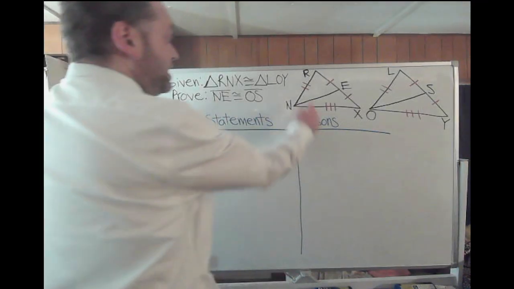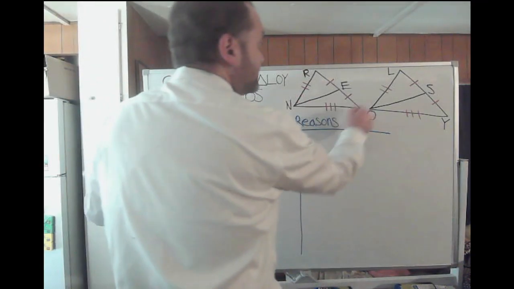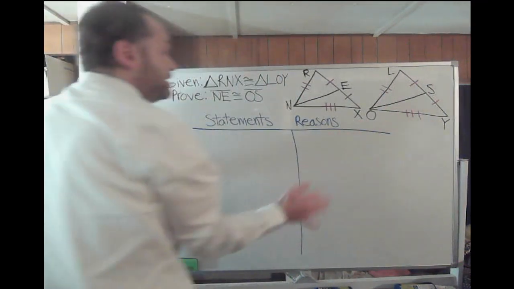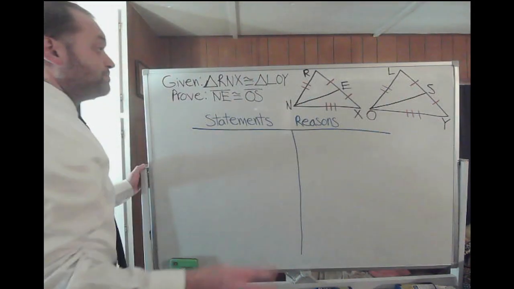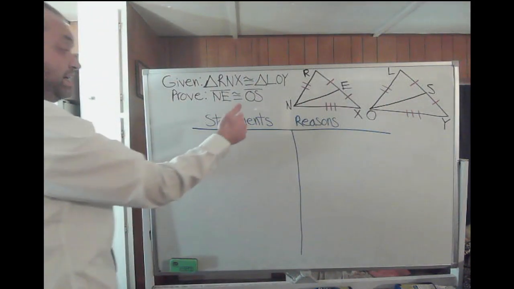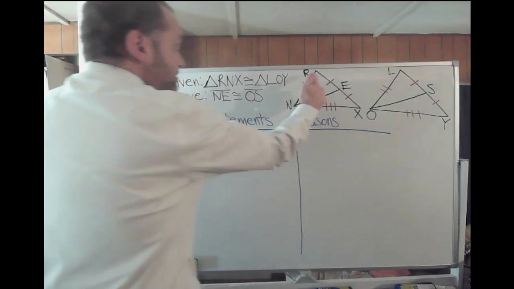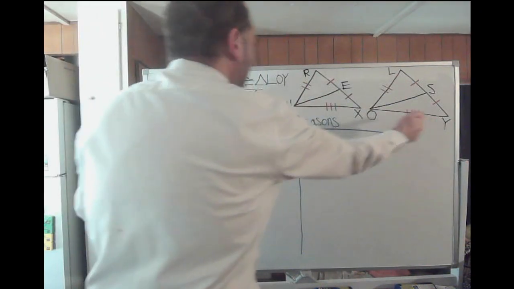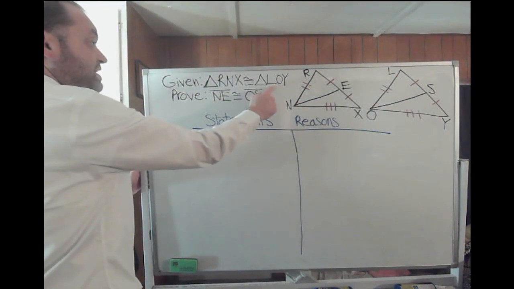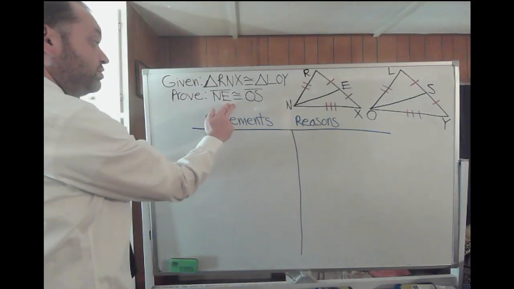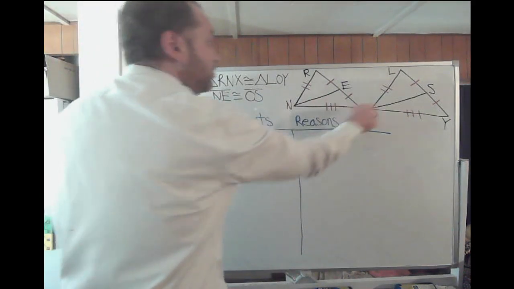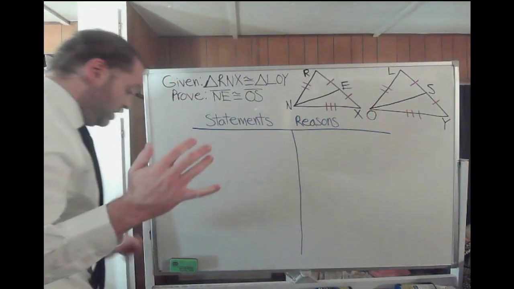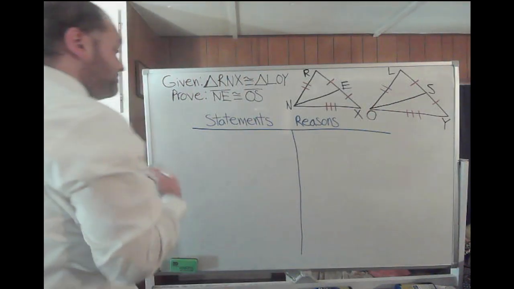Here pictured we have triangles RNX and LOY. They are split each into 2 separate triangles. We can clearly see that RNX is congruent to LOY. In fact, that's given to us. What we need to prove is that side NE is congruent to side OS. So where do we begin?